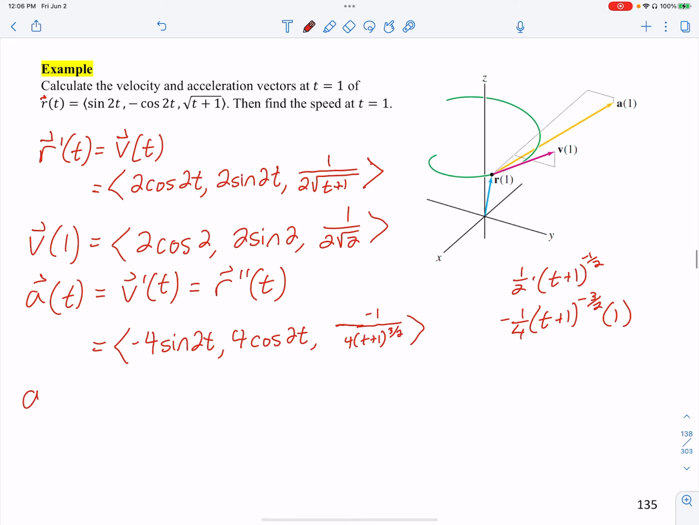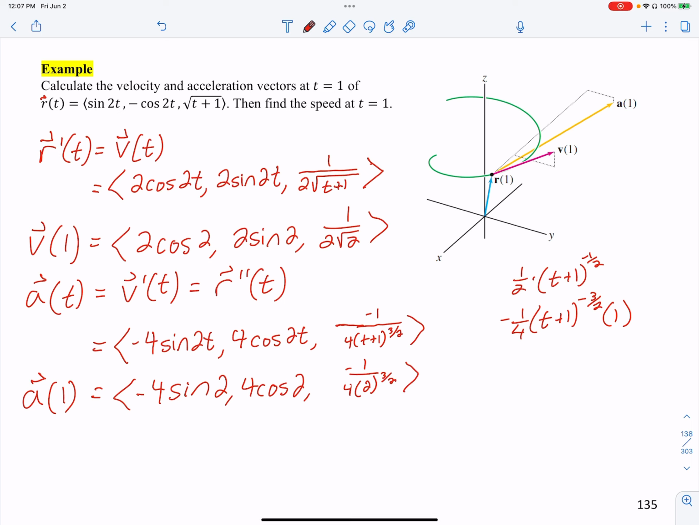And they want that acceleration at 1. So this is negative 4 sine of 2, I'm not even going to evaluate it because it's not pretty, negative 4 cosine of 2, and then plugging 1 into this business, we get negative 1 over 4 times 2 to the 3/2. I'm just going to leave it like that. 2 to the 3/2 is not clean, it's the square root of 8, which is going to make things complicated. I'm just going to leave it like that because that's what they asked.